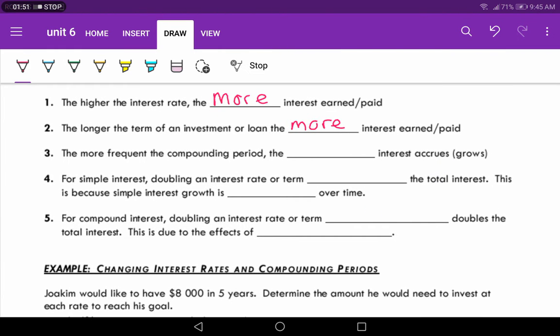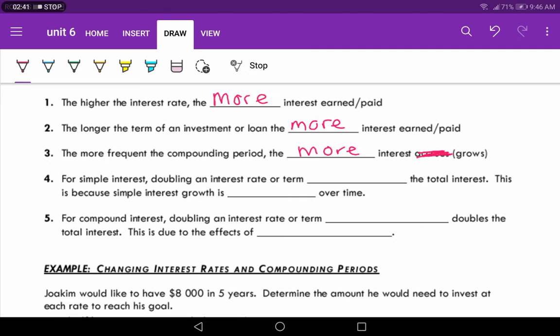The more frequent the compounding period, the more interest grows. So that means if you have something that's compounded monthly, it's more than something that is annually. The more periods you have, the more money you are going to either have to pay or you're gaining.